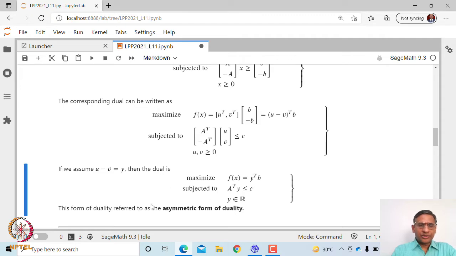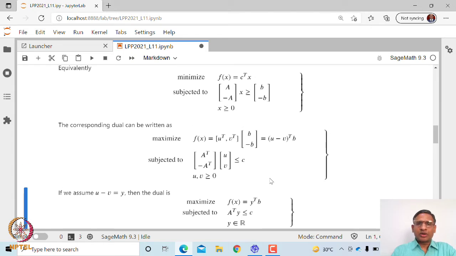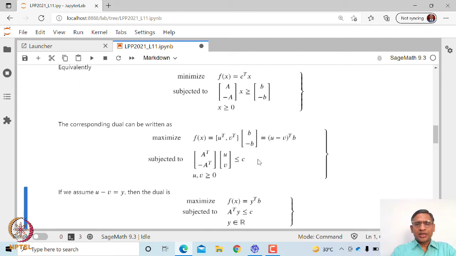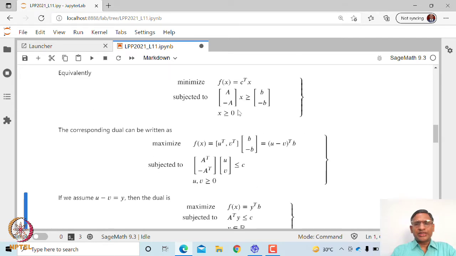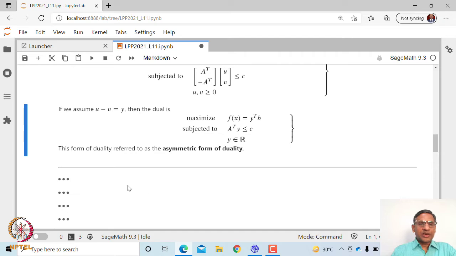This form of duality is called the asymmetric form of duality, right? So you can not only write the dual of the problem which we have considered in standard form, but also the problem which involves equality type, right? Except that when you have equality constraints, the dual variables will become unrestricted. Okay, now let us take an example.